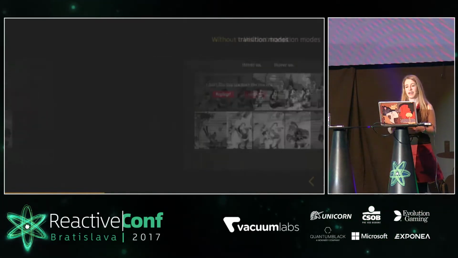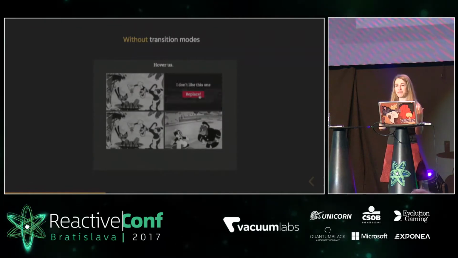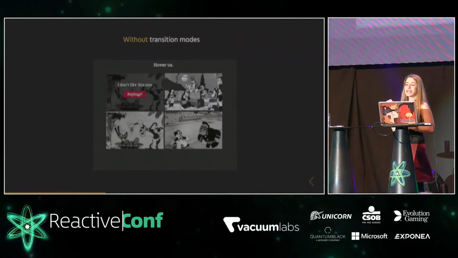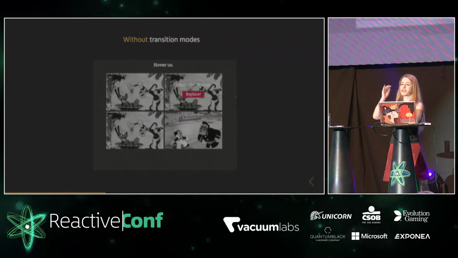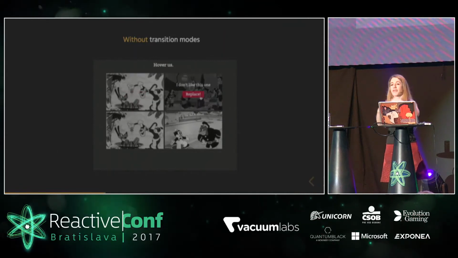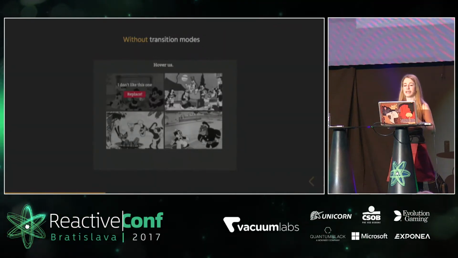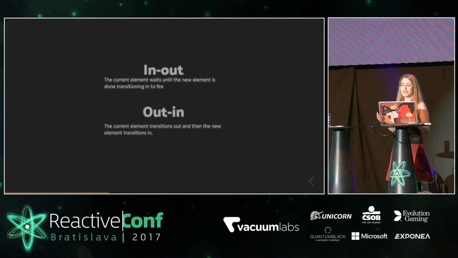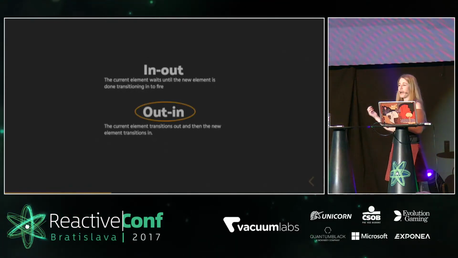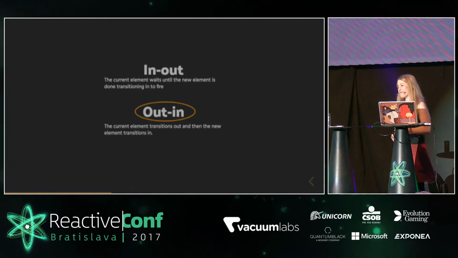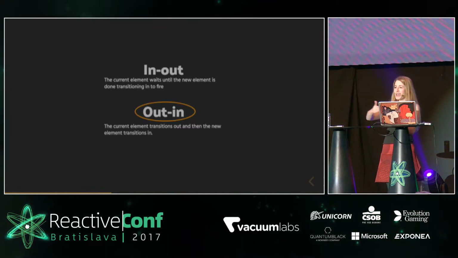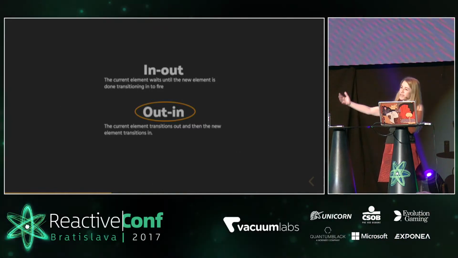change the timing. So just to be sure you can see what I'm referring to here, I'm showing an example without transition modes. You can see the picture snaps forward, and we missed the other animation. It happened behind it. So of the two modes, the one I always reach for is out-in. That's probably the one that you want 9 times out of 10. That's the one that finishes transitioning out and then comes in.